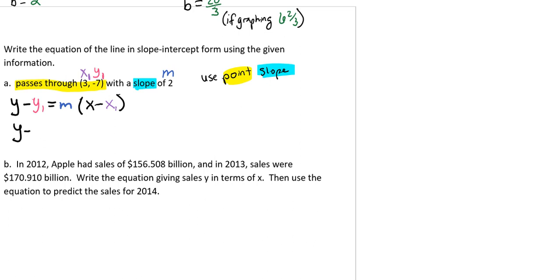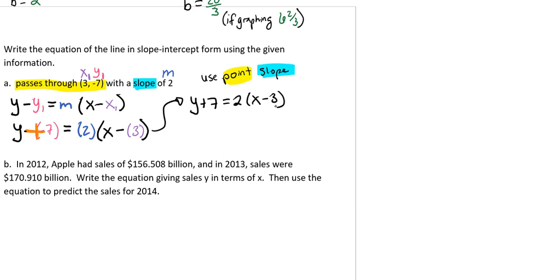So let's plug in our values. We have y minus -7 equals 2 times x minus 3. Now we put our things in parentheses so that we can see if that's going to change anything. Now we should notice that over here with the y's we have a double negative, so that's really going to look like a plus, right? That's going to look like a plus. Okay, so what we have now is y plus 7 equals 2 times x minus 3.